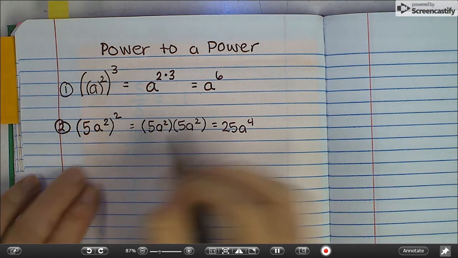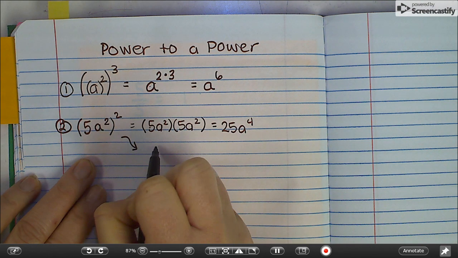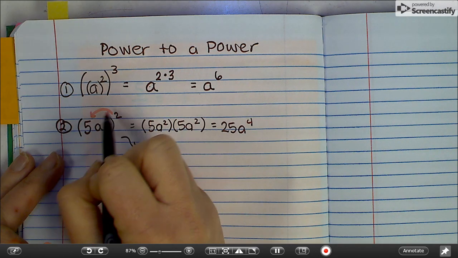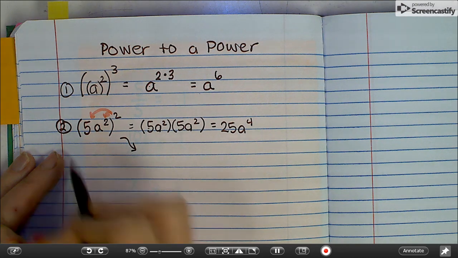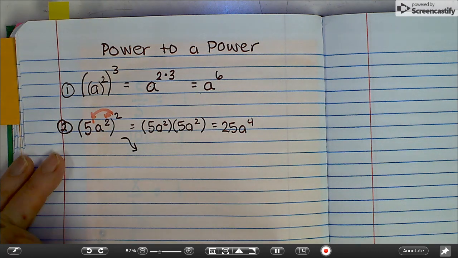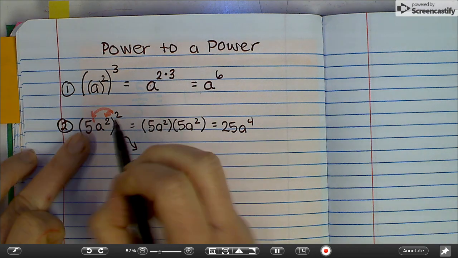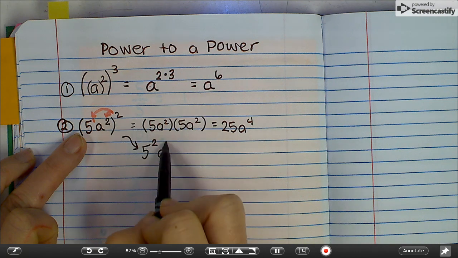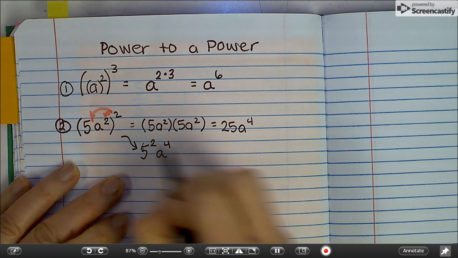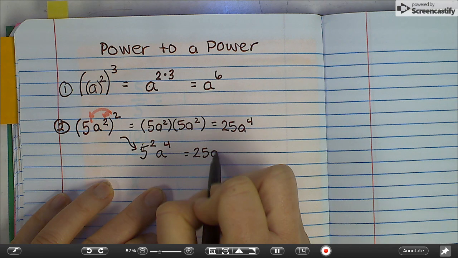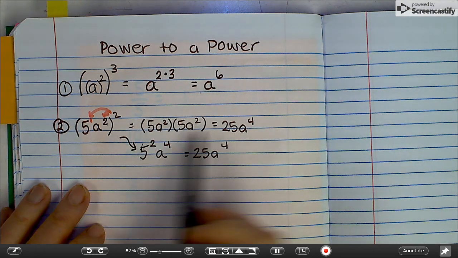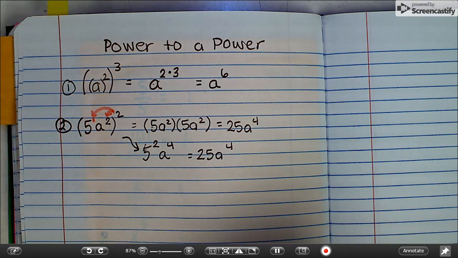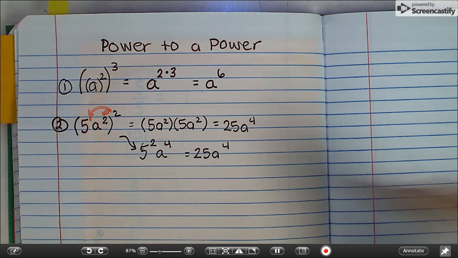Okay, but using the power to power rule, we would be basically kind of like distributing the exponent on the outside to the exponents on the inside. The 5 has an imaginary 1. So the shortcut way to do this would be to do 5 squared, and then a, 2 times 2 is 4. 5 squared is 25, so 25a to the 4th. Doing it this way is fine with a small problem, but with big exponents, it gets to be a lot of work. So we use the power to power rule in order to do it shorter.